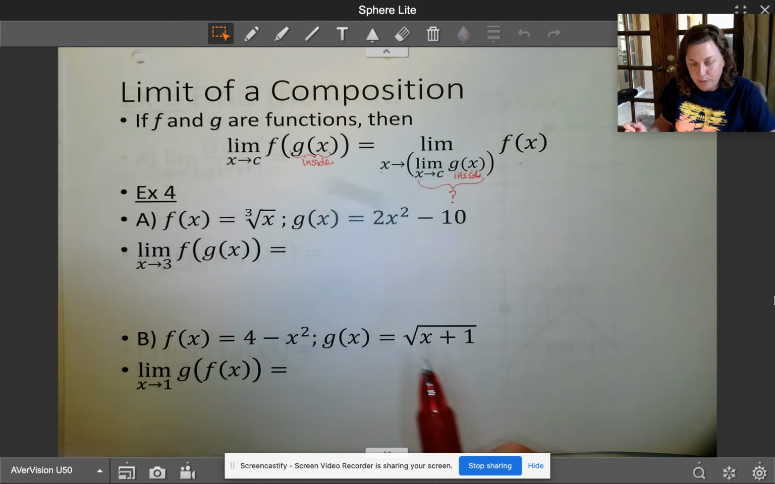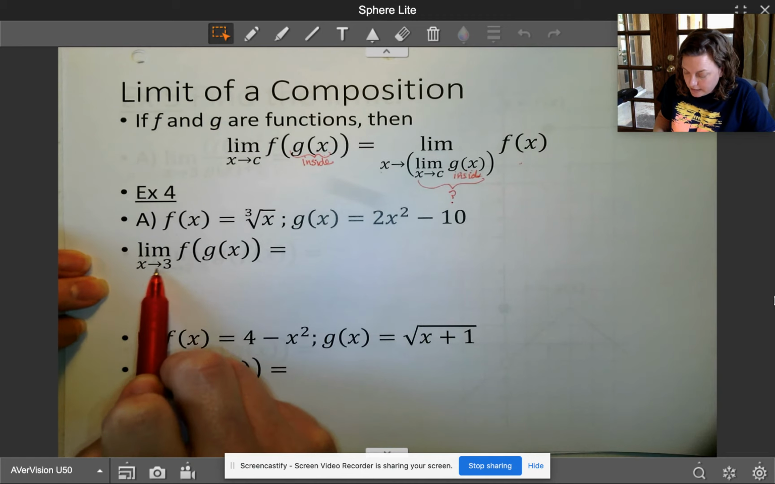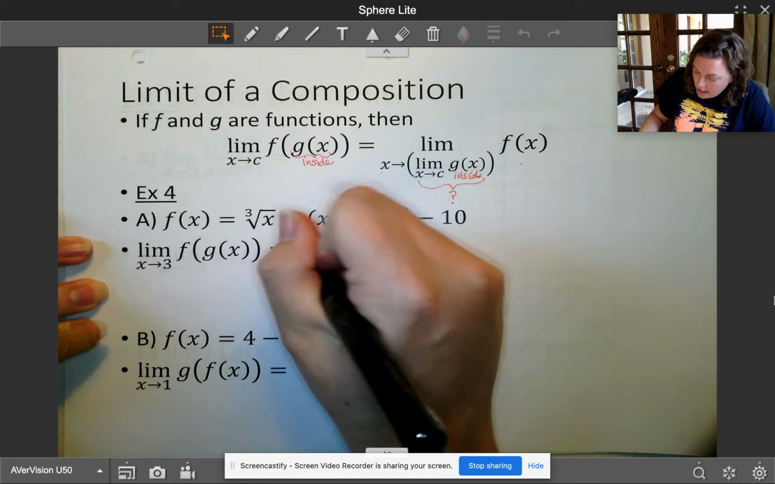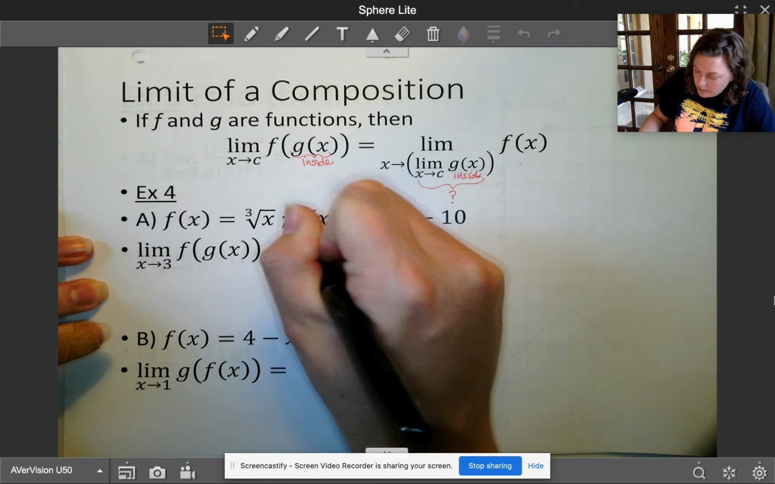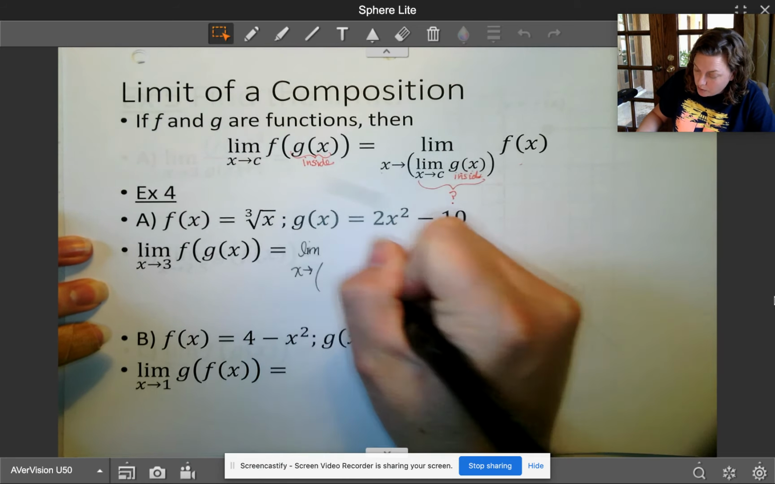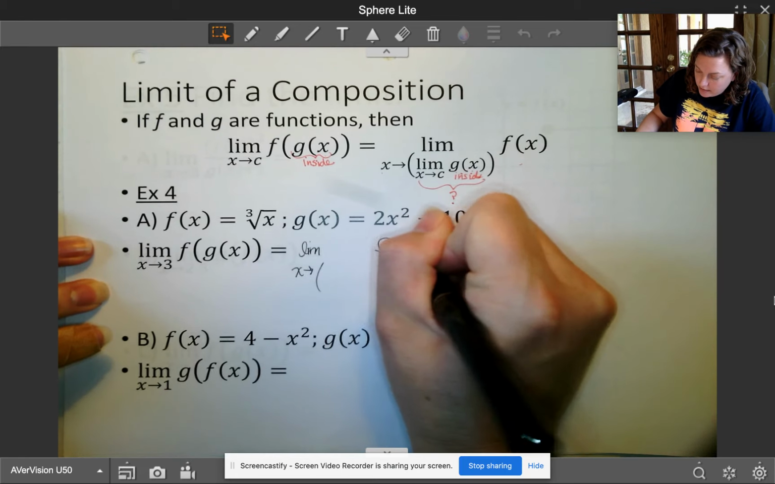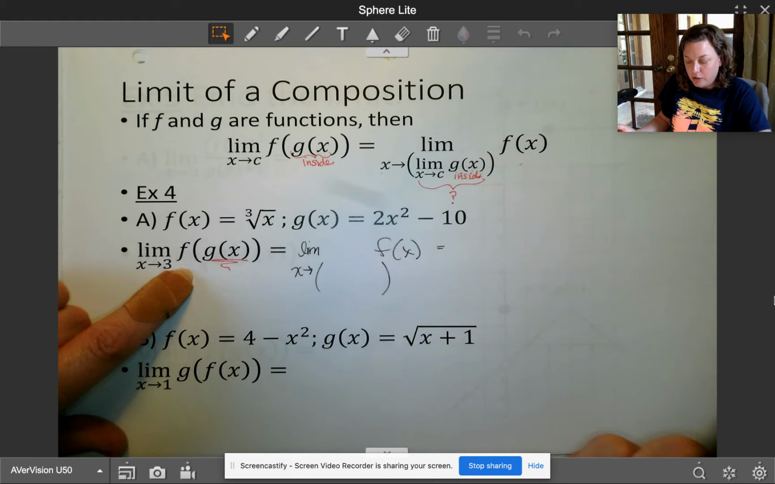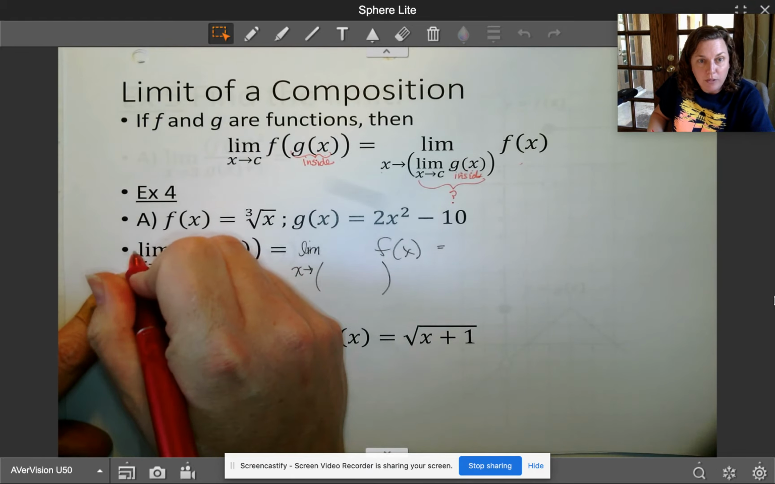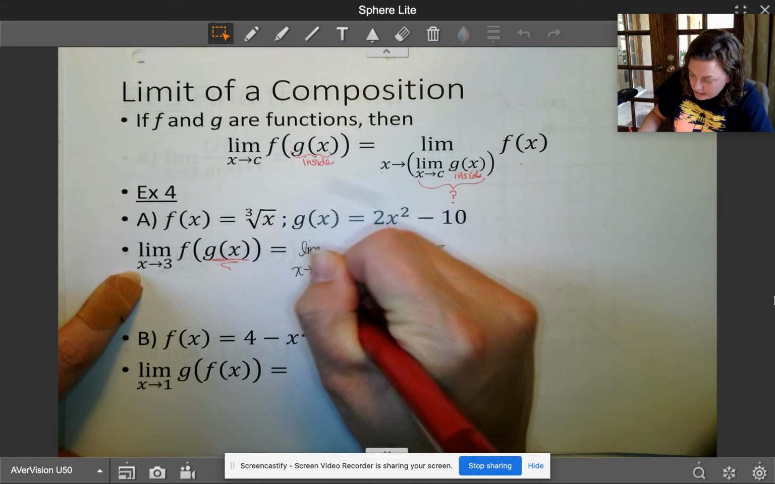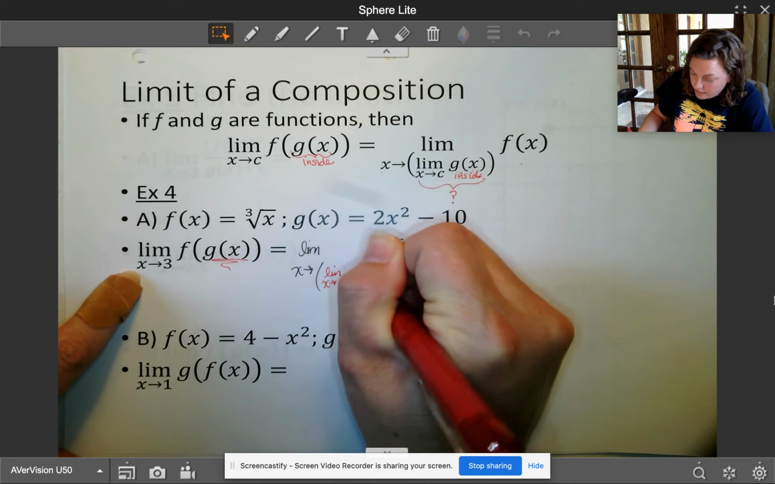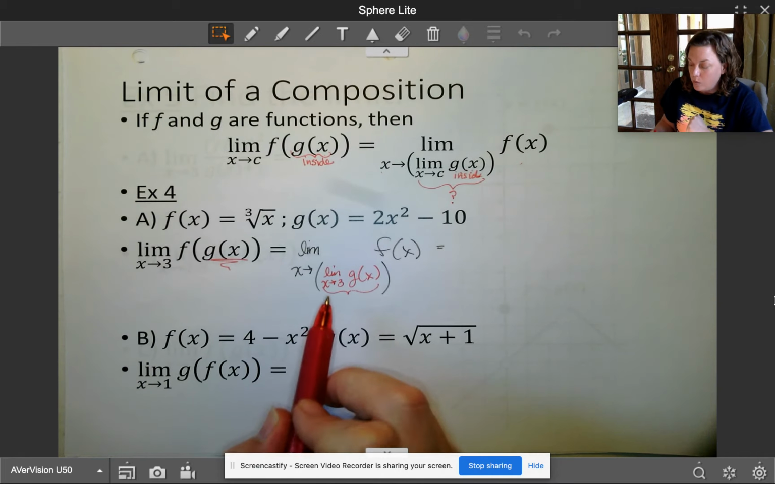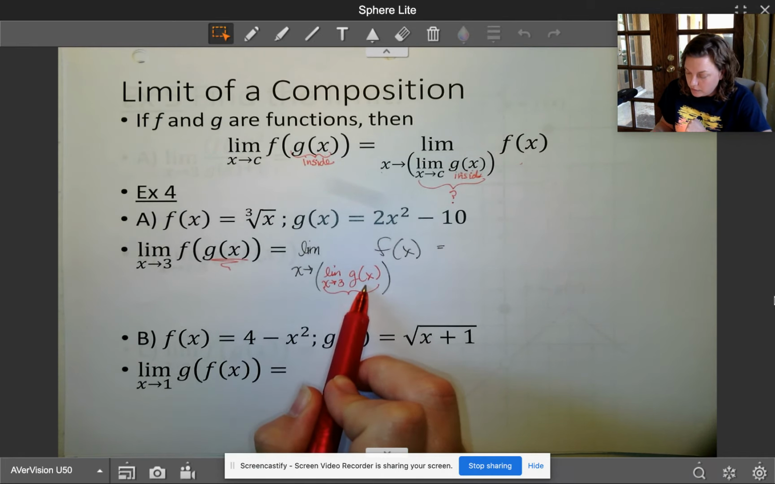So here's a little example. We want to find the limit as x approaches 3 of f of g of x. So to get started, I need to find the limit as x approaches something of our outside piece. We have to start with the inner function, and we get to start with this limit here. The limit as x approaches 3 of g of x. So that's what we're going to do first. Let's figure this out. What is the limit as x approaches 3 of g of x?